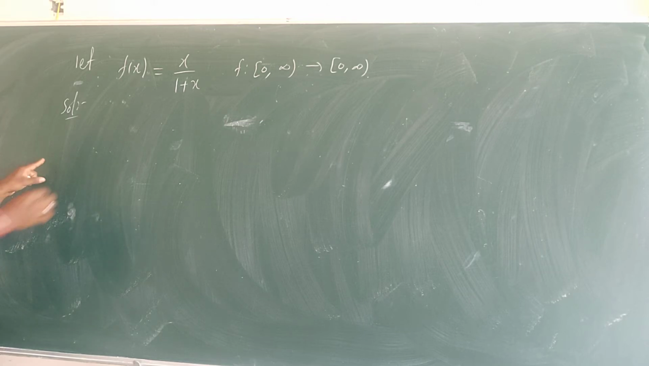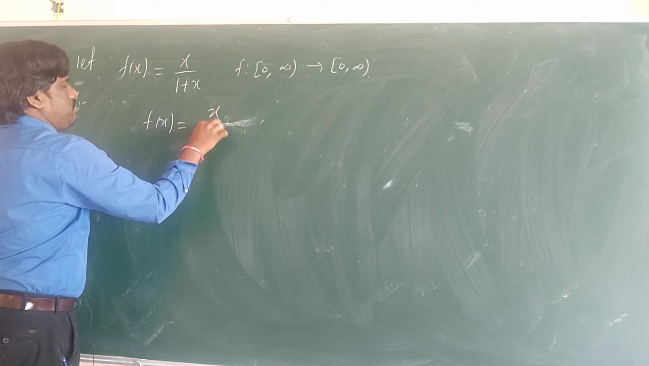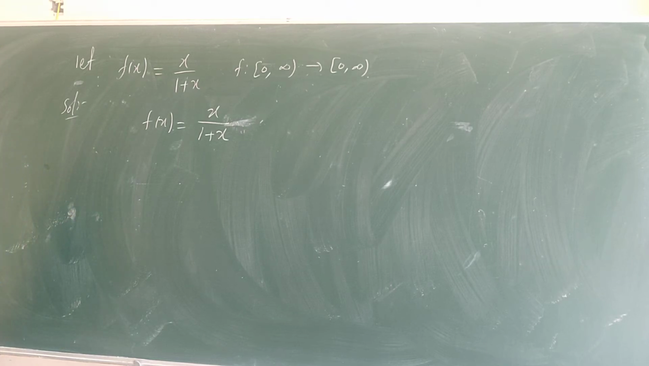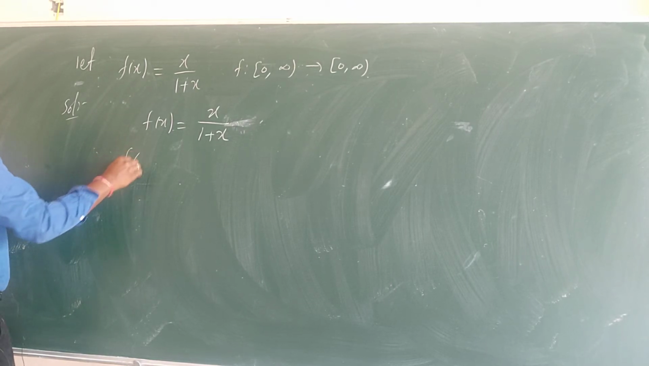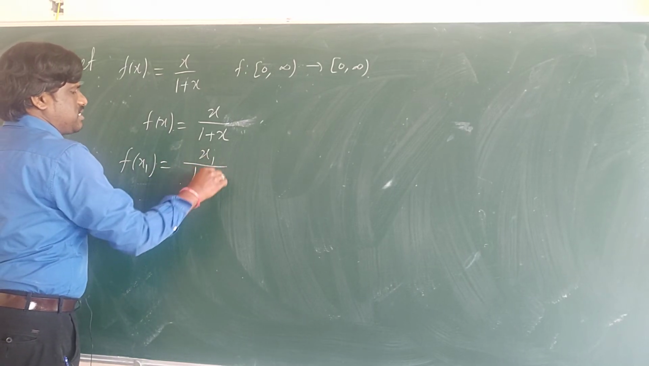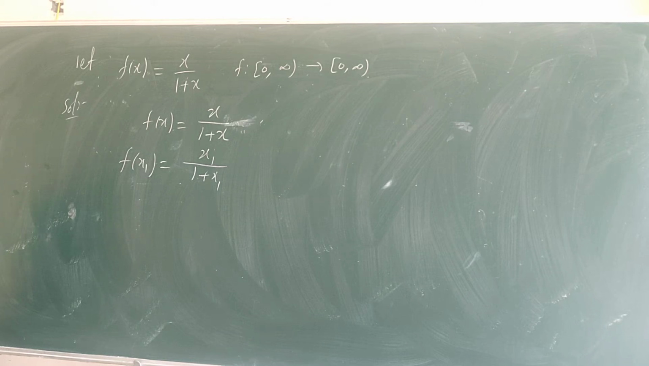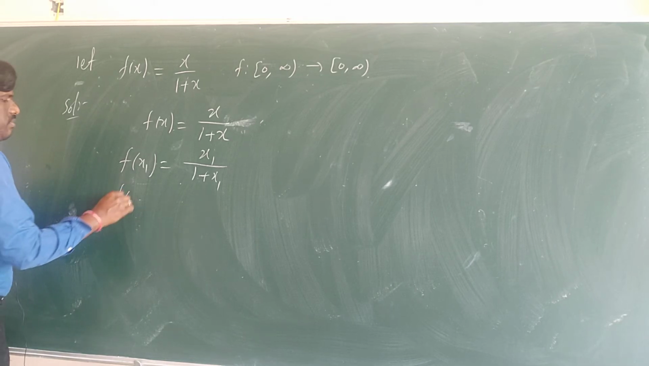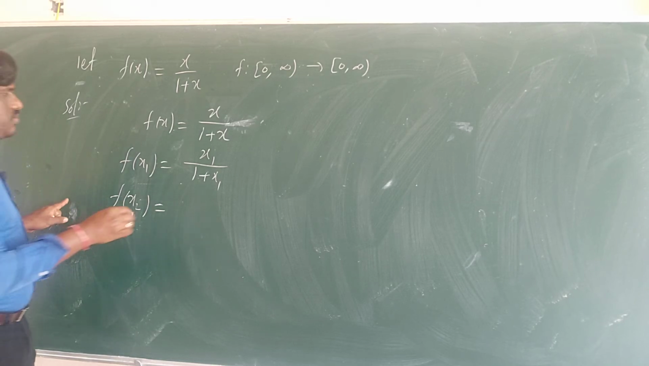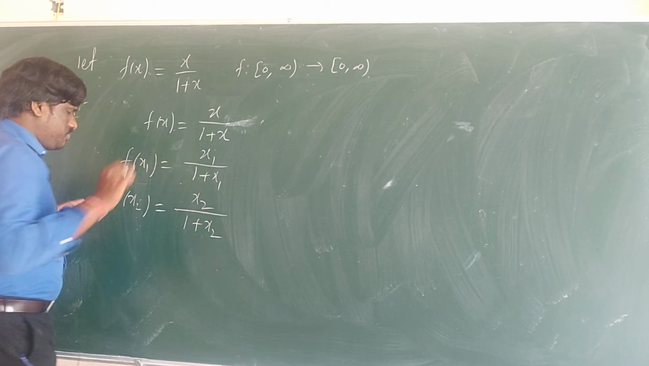So what do you do here? What is f of x here? f of x is x upon 1 plus x. So f of x1 will be x1 by 1 plus x1. Wherever x is there, I have to write x1. Now f of x2 will be what? Wherever x is there, I have to write x2. So what I get here is x2 upon 1 plus x2.